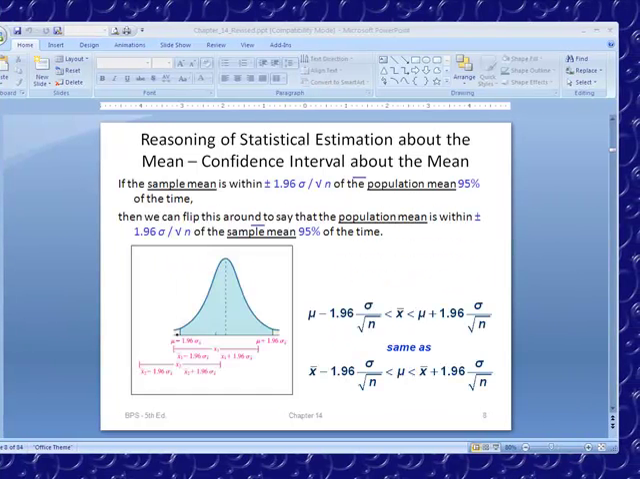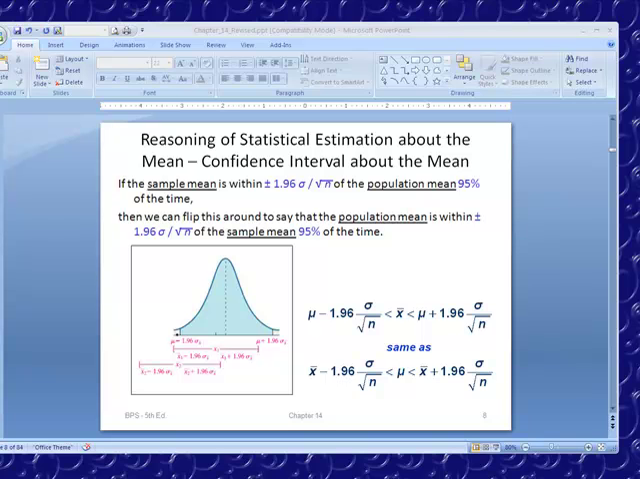Now, if the sample mean is within plus or minus this 1.96 times the standard error of the population mean 95% of the time, then we can flip this around to say that the population mean is within plus or minus 1.96 times the standard error, that sigma over the square root of n, of the sample mean 95% of the time. And we can mathematically show that these two statements are true.